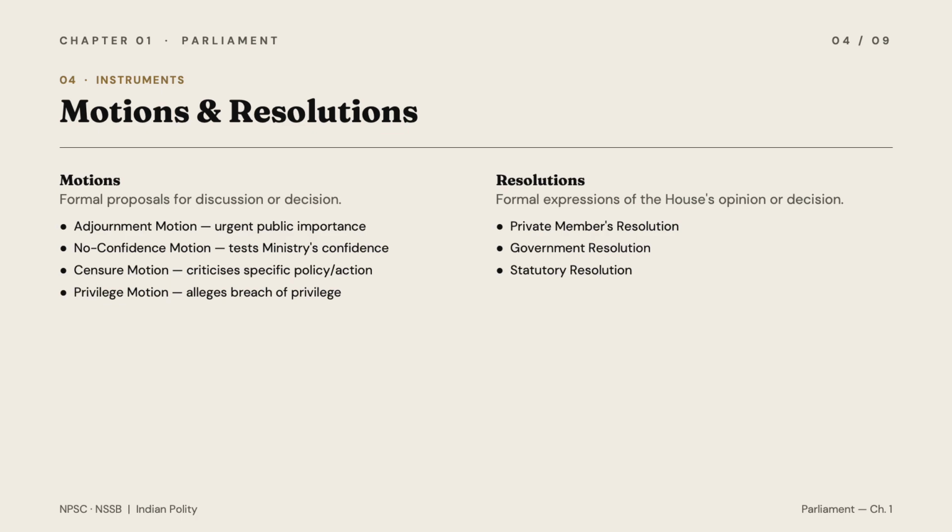And resolutions, formal expressions of House opinions or decision. Private members' resolution, government's resolution, statutory resolution. I think I don't need to explain that in too much detail. We already covered that in our previous classes. The formal expression of the House's opinions. If the private member supports a certain bill, it means that's his private member's resolution. It's just the decision of the private member, the decision of the government resolution, the statutory resolution, and so forth.